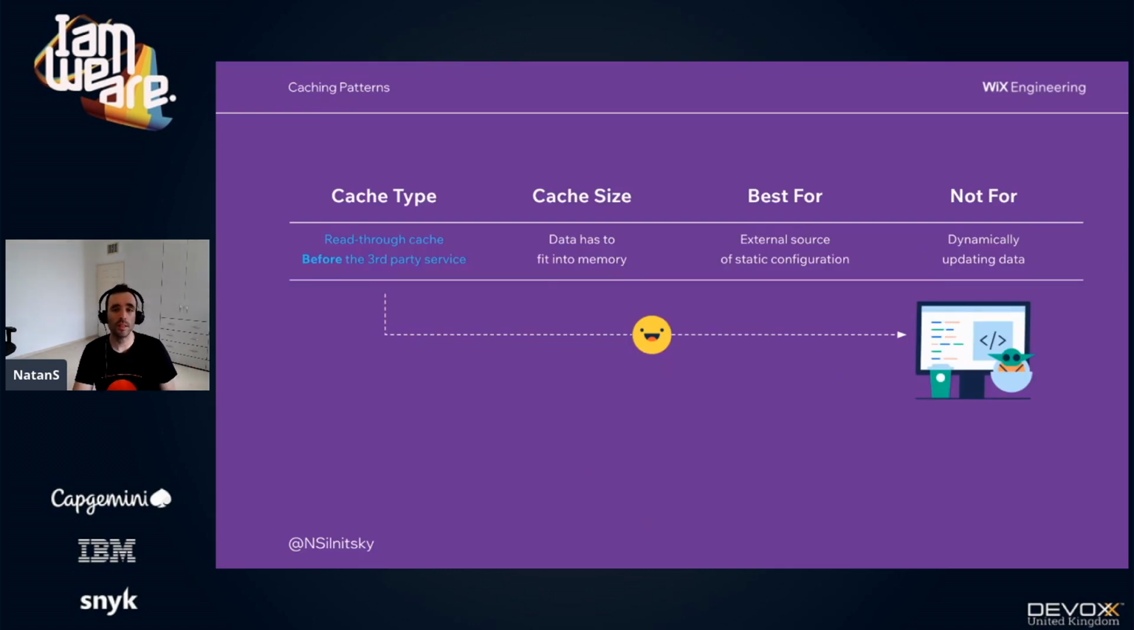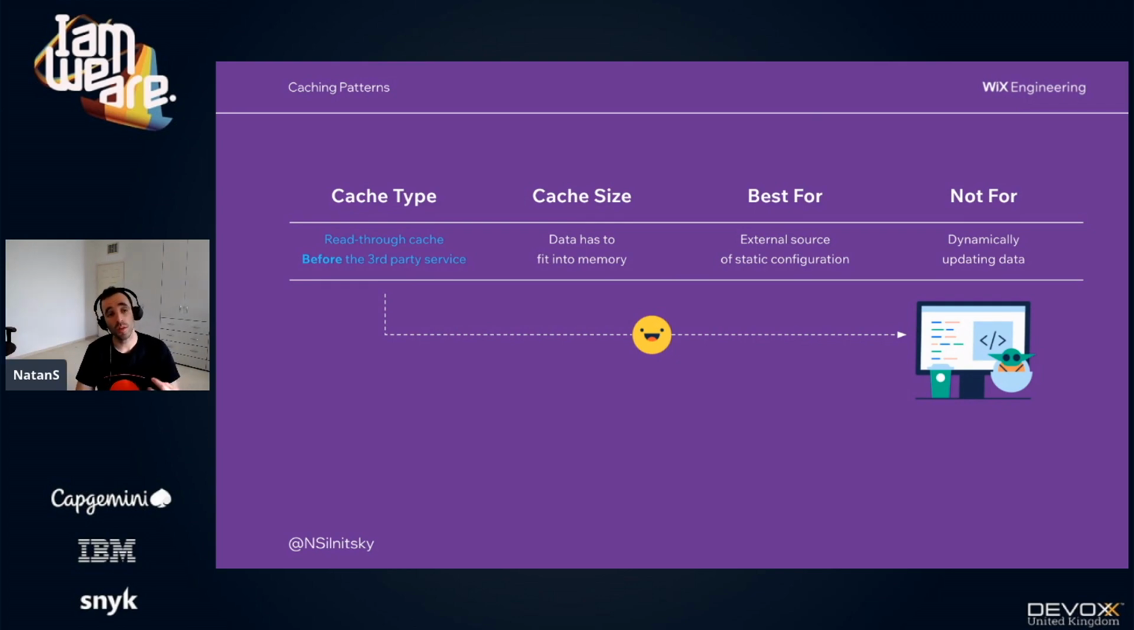So to summarize this pattern, we're talking about the type of cache that is read-through. A read-through cache means that you don't access the source of truth data by yourself. The cache will access the data for you, and you just ask it to retrieve. So it will retrieve something from its own store of data, or it will retrieve it from the external source of truth.